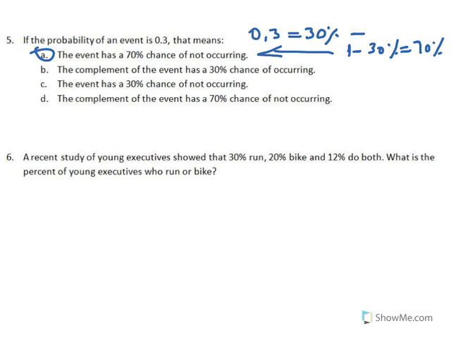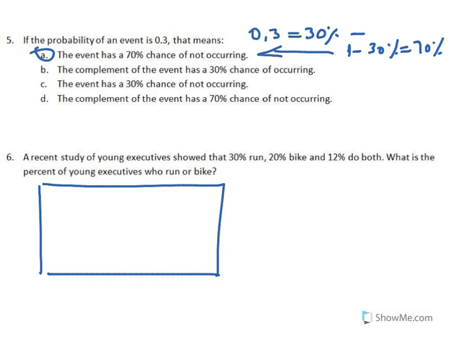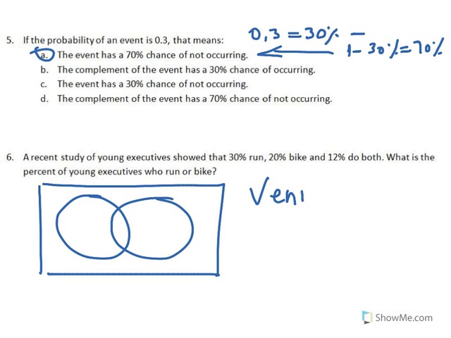Okay, here's what I'm going to do right now. I'm going to visualize it. So why am I doing this? Okay, this is actually a Venn diagram. Alright, so let's see what's going on here. We have 30% who run, 20% who bike, and 12% who do both. So this right here is 12%. This is the percentage of people who do both, run and bike.